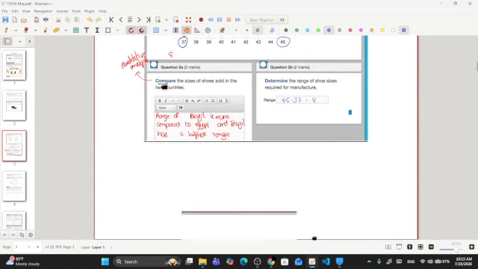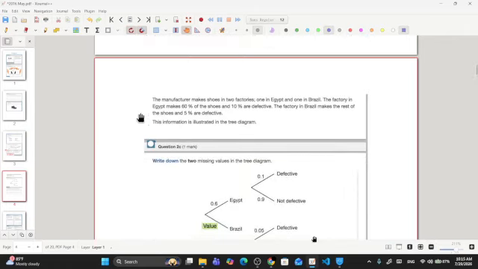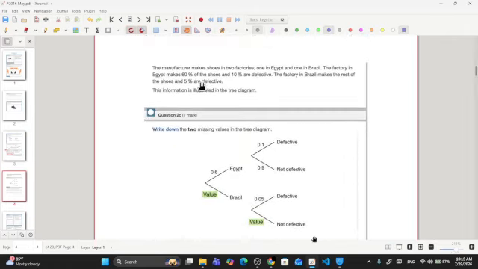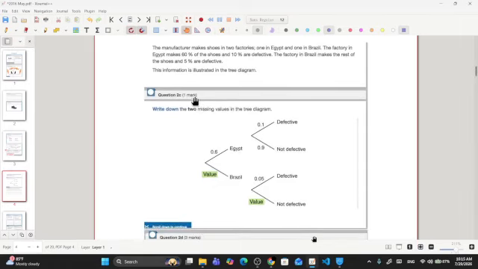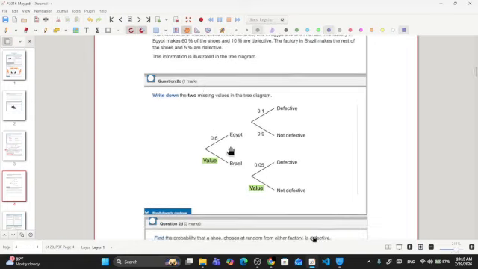All right. The manufacturer makes shoes in two factories, one in Egypt, one in Brazil. The factory in Egypt makes 60% of the shoes and 10% are defective. Okay. The factory in Brazil makes the rest of the shoes and 5% are defective. Okay. The information is illustrated in the tree diagram. Sure. So we are supposed to find a specific value here.